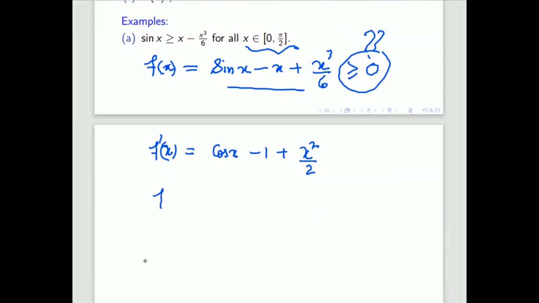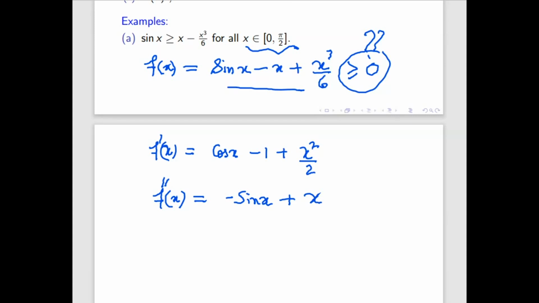Now if we differentiate again, that means f double dash x. What will be the derivative of cos x? Minus sin x. And on this side, the derivative of x square by 2 is x, plus x. So can we say that sin x is bigger than x or sin x is less than x? Sin x is less than x.